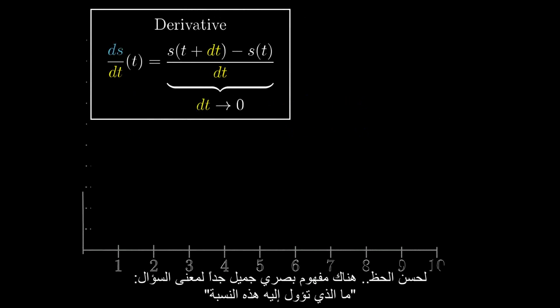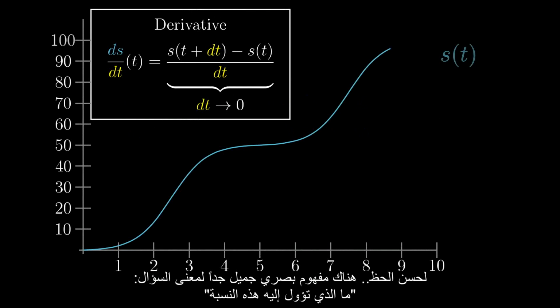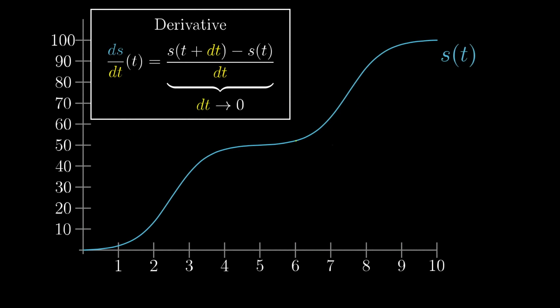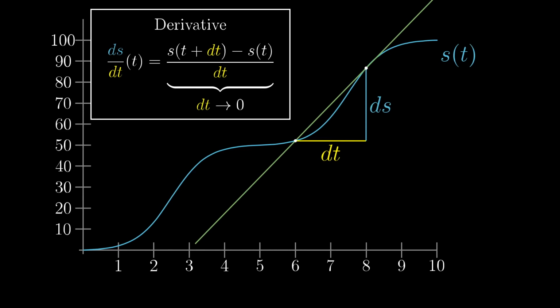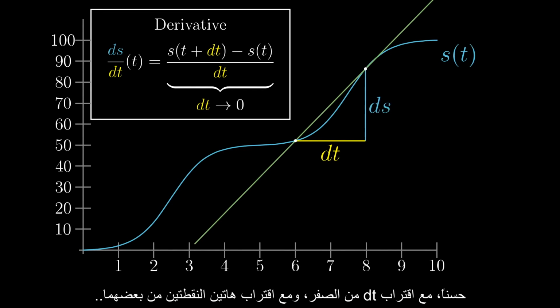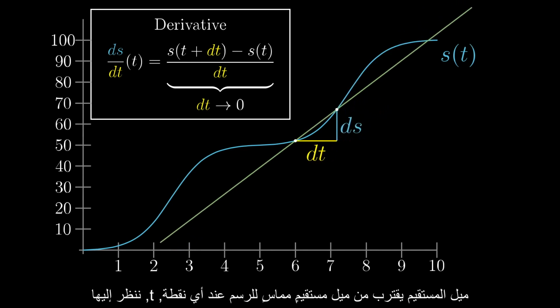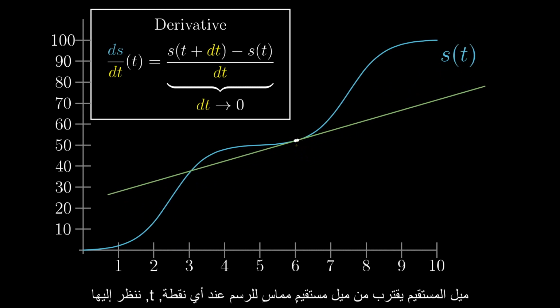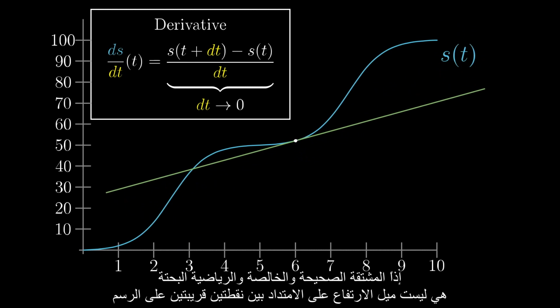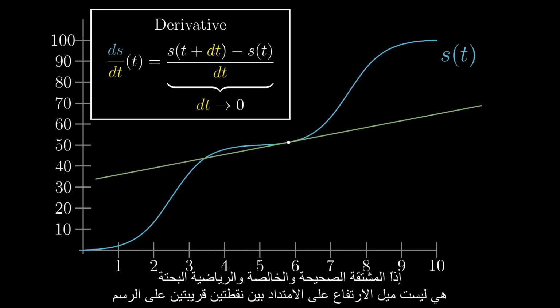Luckily, there is a really nice visual understanding for what it means to ask what this ratio approaches. Remember, for any specific choice of dt, this ratio ds dt is the slope of a line passing through two separate points on the graph, right? Well, as dt approaches 0, and as those two points approach each other, the slope of the line approaches the slope of a line that's tangent to the graph at whatever point t we're looking at. So the true, honest-to-goodness, pure math derivative is not the rise over run slope between two nearby points on the graph.